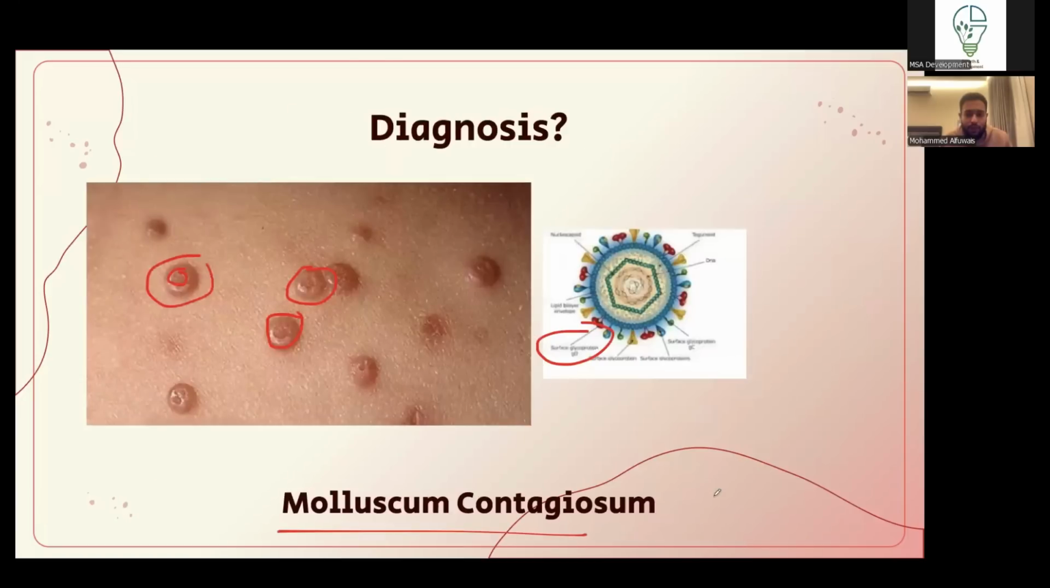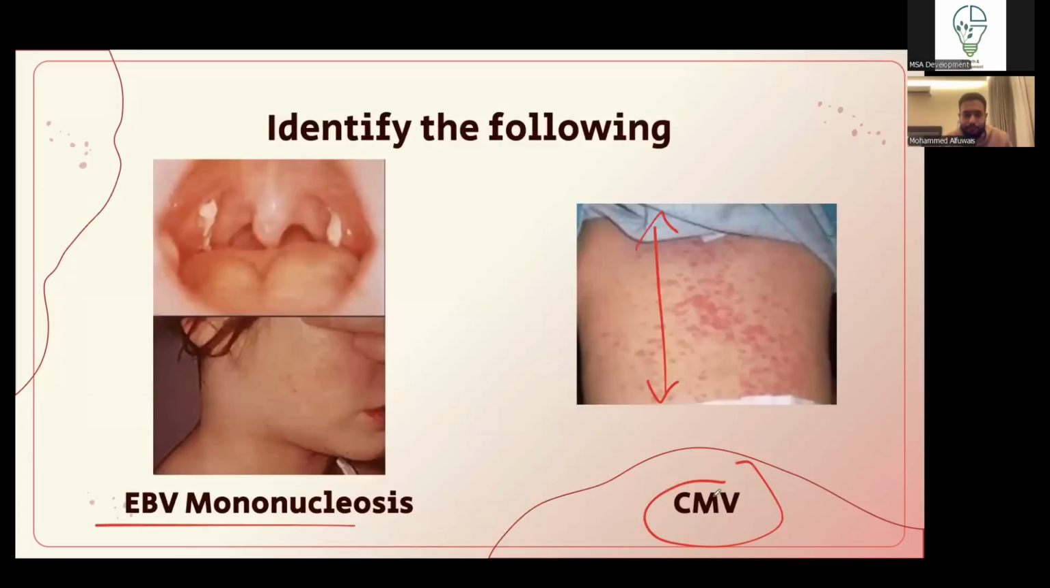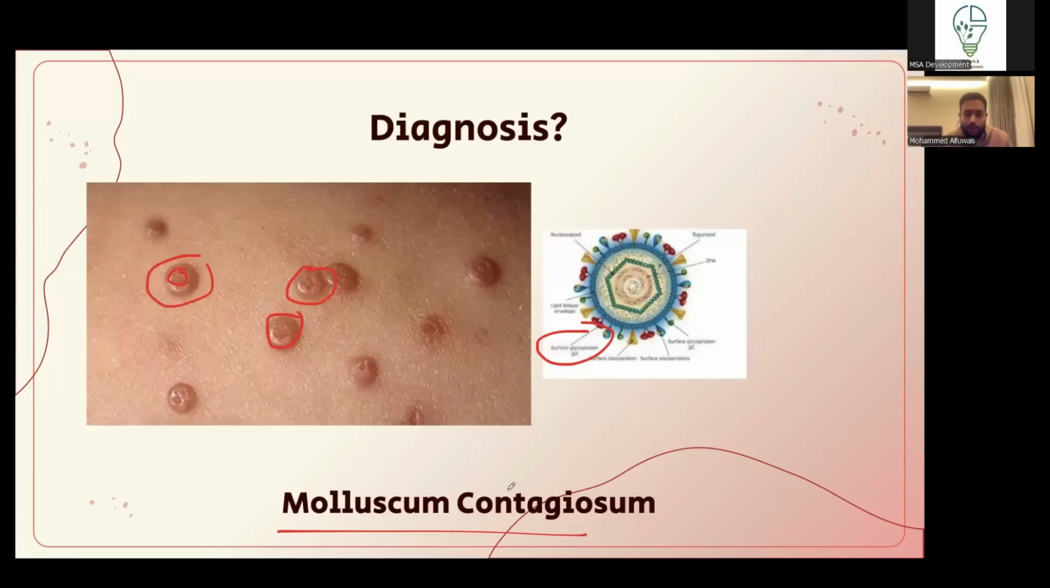Rosettes. I'm not sure for molluscum. I'm not sure what it looks like on histopathology, but just remember this lesion.